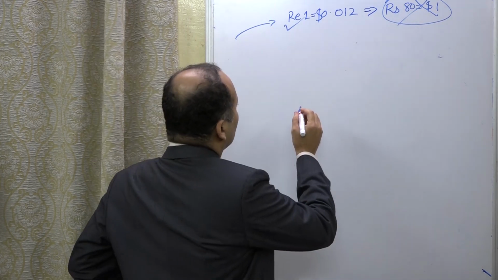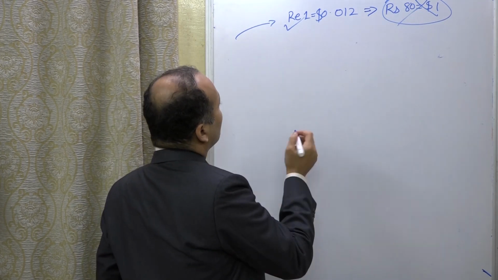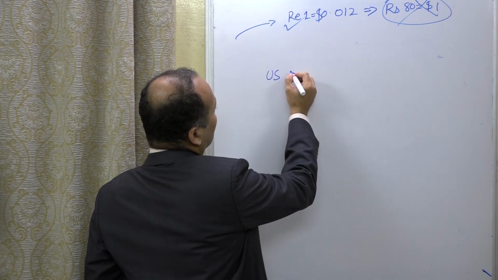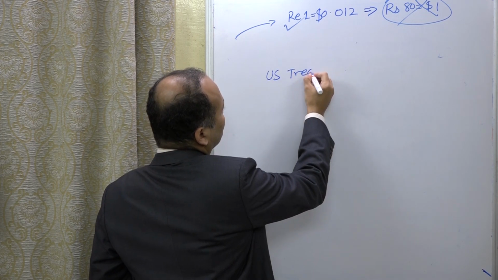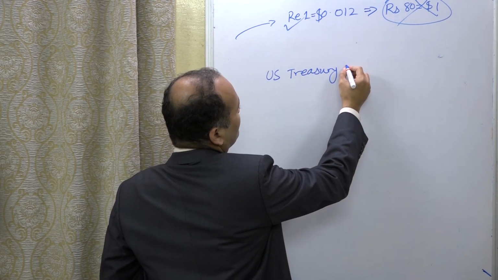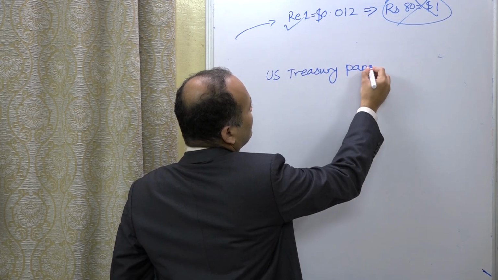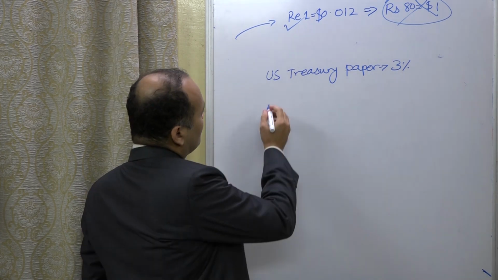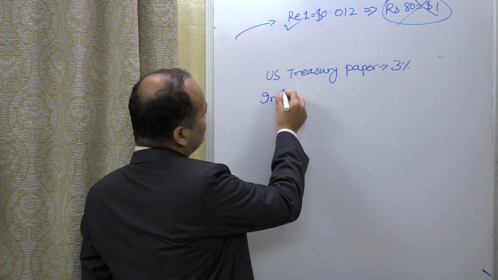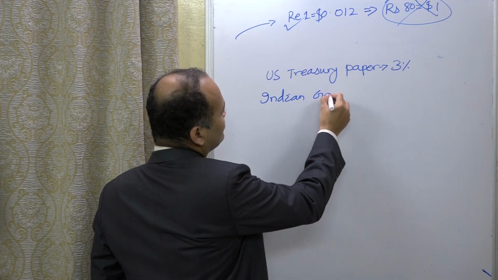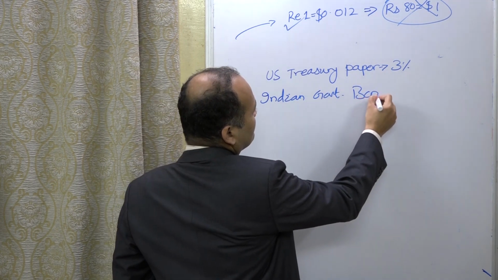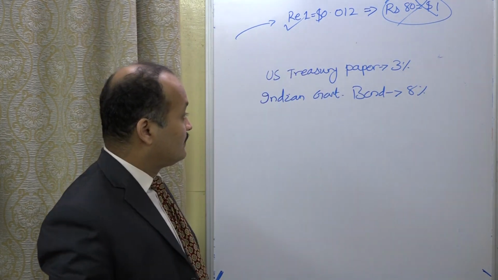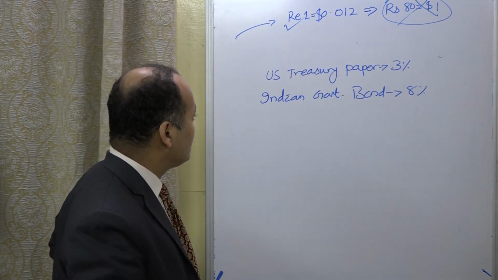Suppose, let us talk about carry trade. What is happening? The US Treasury paper is yielding, say suppose 3% per annum interest rate, and the Indian government bond, suppose, is giving a yield of 8%. Now this is purely a 5% interest rate differential.